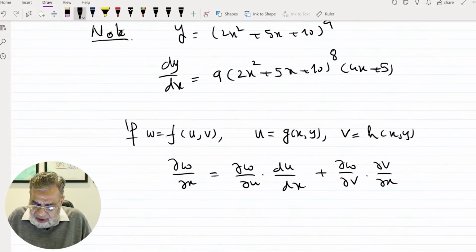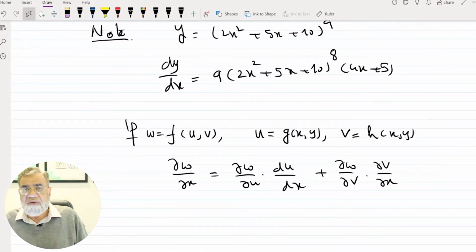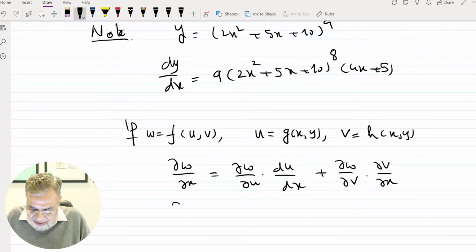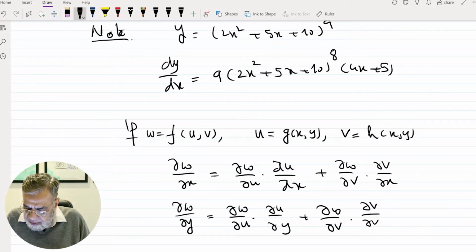Similarly, because u is a function of x and y, we can define the derivative with respect to y also. I can say partial w by partial y is equal to partial w by partial u into partial u by partial y, plus partial w by partial v into partial v by partial y.